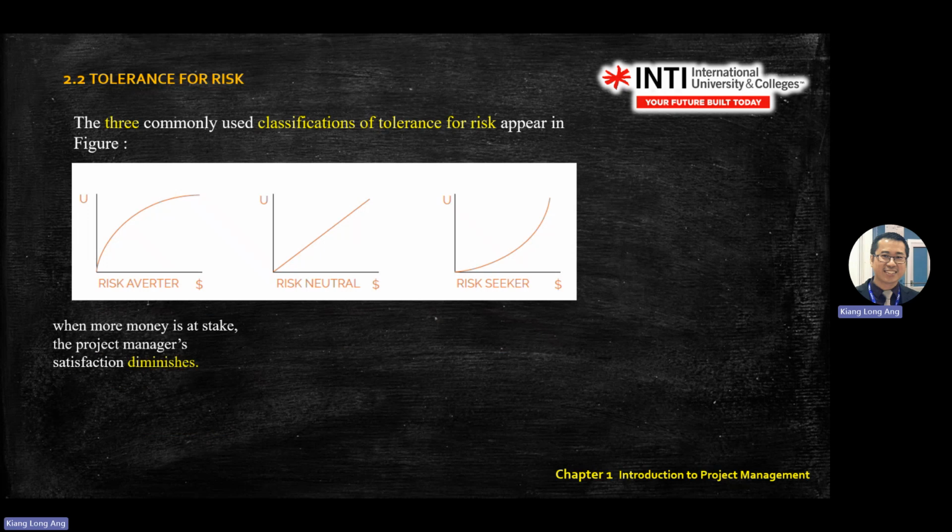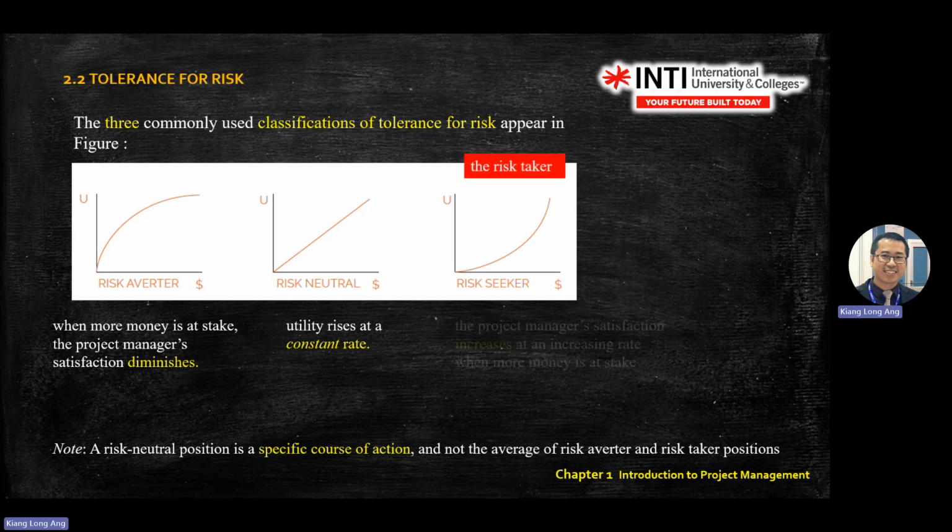For example, the first one: when more money is at stake, the project manager's satisfaction diminishes. It means you pay the project manager more money, but the satisfaction is not motivated by money. You give more, and the project manager is like, I don't want to look at the project anymore. Not excited. Then the second one is constant rate. It means if you pay more, then the project manager will work harder for you, and so on.